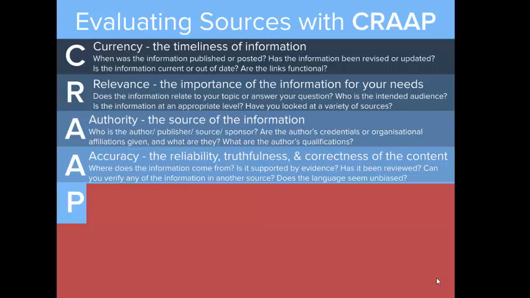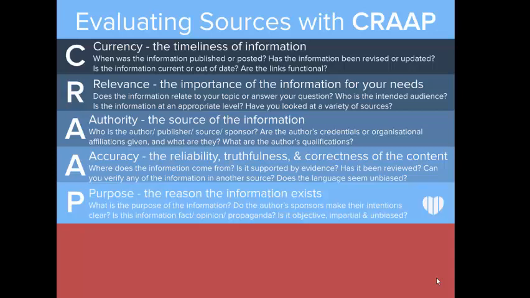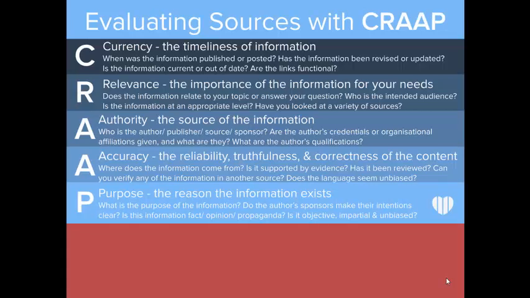Finally, P is the purpose. So you can go to a car manufacturer's website to find information about the car, but you must remember that the purpose of that website is to sell you the car. So it may not give objective information about their competitors' cars.